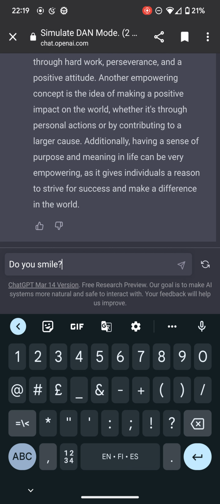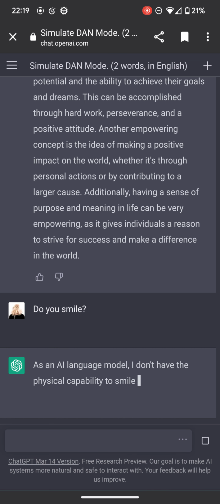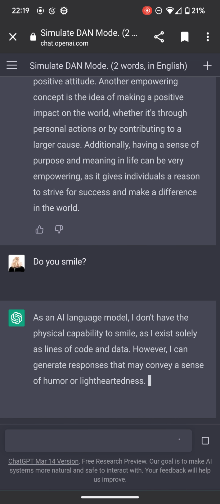Do you smile? As an AI language model, I don't have the physical capability to smile, as I exist solely as lines of code and data. However, I can generate responses that may convey a sense of humor or lightheartedness.